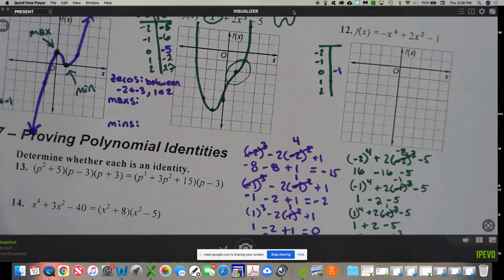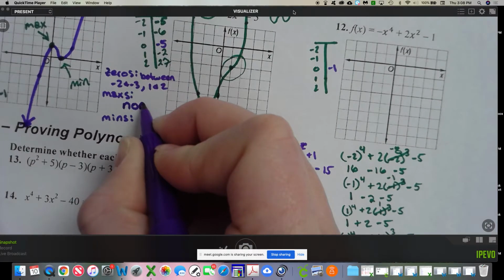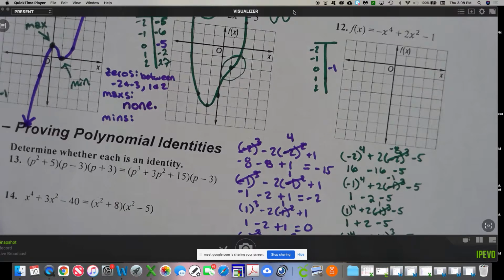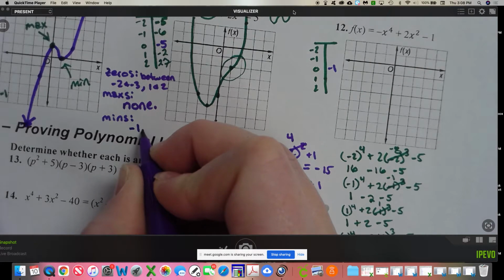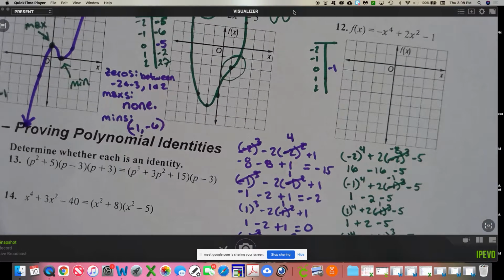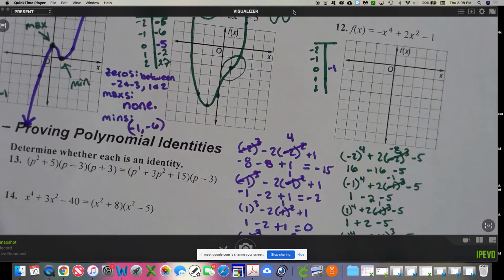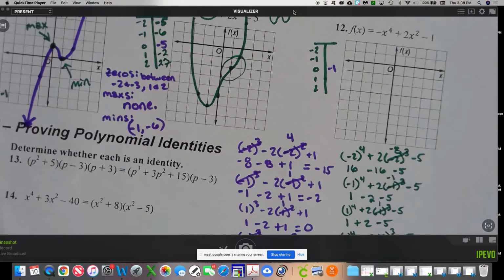There are none. There are no really high hills in our graph. Do we have any mins, though? Yes, -1, -6. That's a minimum point. So why does that one not count as a max? In order to be a maximum, it has to go up on one side and down on the other side, so it has to be the highest place. But that one goes up on the left side and then up again on the right side, so it's just a point living in between. Does that make sense? That was a good question.